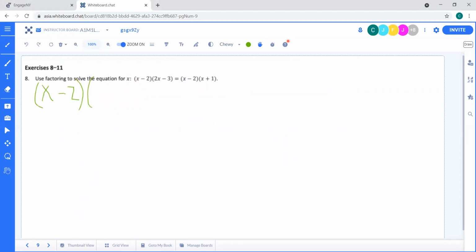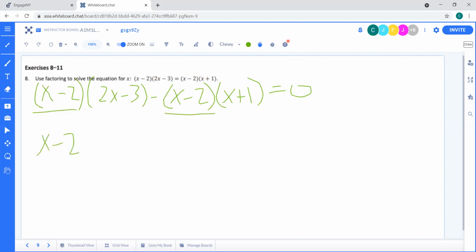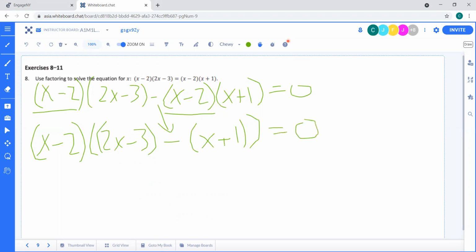We're going to move this over here. So we're just going to do that by subtracting. Okay, and now that's equal to 0. Now we see this is common and this is common, so we're going to factor that out, which leaves us with 2x minus 3 minus, bring that down, x plus 1. Excuse me. And close that parentheses. And that's all still equal to 0.